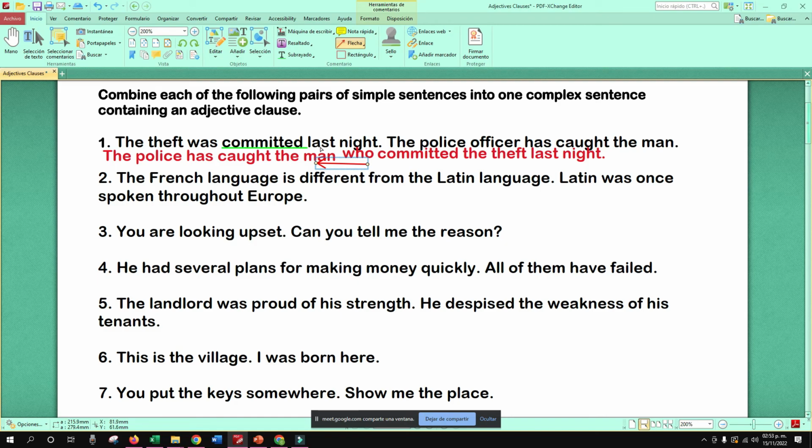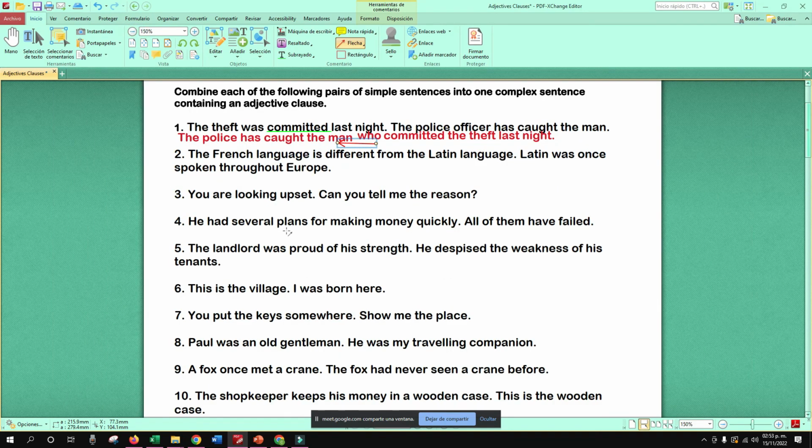¿A quién atrapó la policía? Al hombre que cometió el robo anoche. Entonces acuérdense que los adjective clauses están dando información extra o están modificando el nombre, ¿verdad? En este caso, the man. Entonces, chicos, esto es lo que van a hacer ustedes. Van a combinar esas dos oraciones, preguntas que ustedes tengan, y las van a utilizar. En todo caso, los relative pronouns pueden ser who, that, which, whose, where, when, why, depende. ¿Depende de qué?